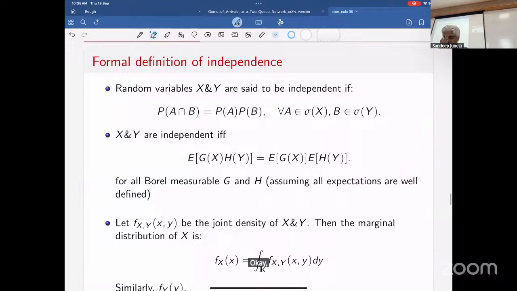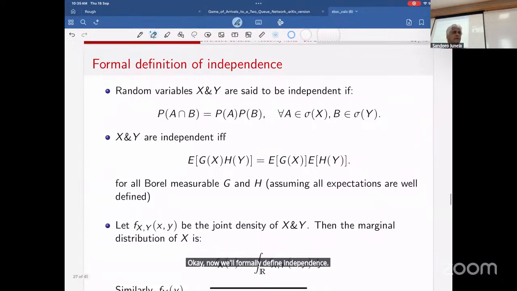Okay, now we'll formally define independence. We've assumed independence. Yeah, go ahead. The space of, because every linear combination of univariate Gaussians. Yeah, that's true.